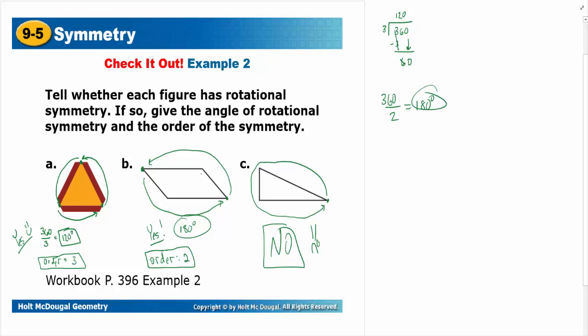Okay, so again, you're just looking to see how could I rotate my figure so that it lies back on its same figure. And A and B, there are points where you could rotate them and they would land at a point where the figure would look exactly the same. C, though, it does not. Okay, so remember, you got your order, you got your angle, and yes or no on those.